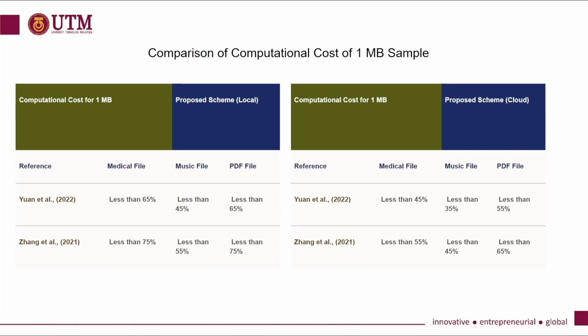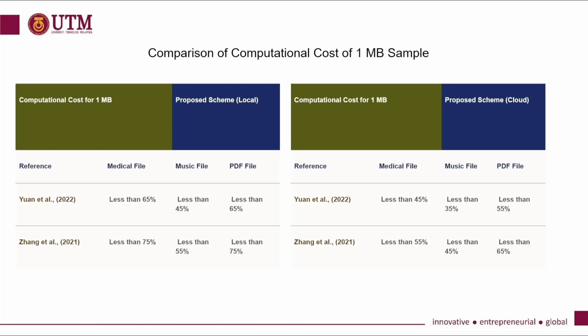Now moving on to the comparison, as you can see here, the medical files on the local side had 65% less computational cost than the Yan ones, and 75% less than the Zheng ones. Similarly, the music files had 45% and 55%, and for the PDF files there is 65% and 75%.